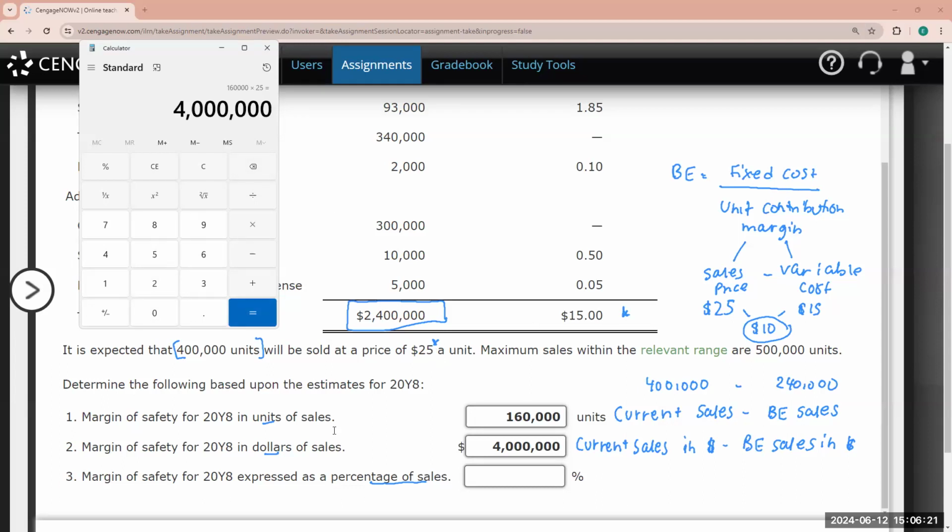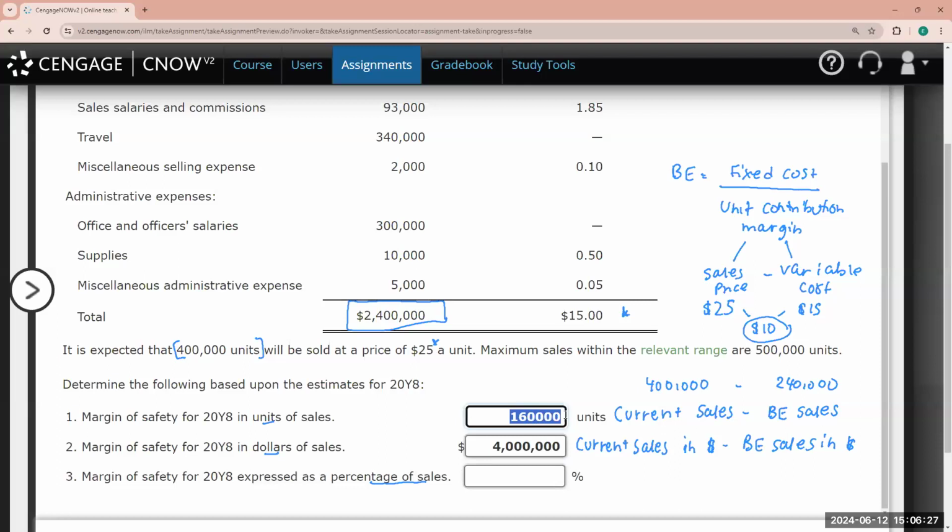So that would be an easier way to determine the dollar of sales, our margin of safety for the dollars of sales. We would determine our margin of safety in units and multiply it by the selling price, which would give us 4 million. All right, and now the last part of the problem, it's asking us to determine the margin of safety expressed as a percentage of sales.